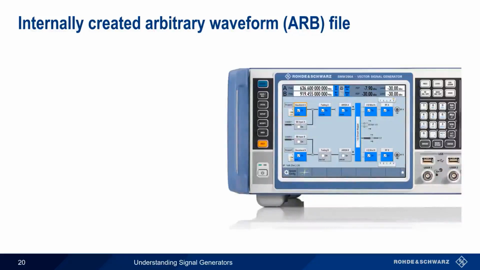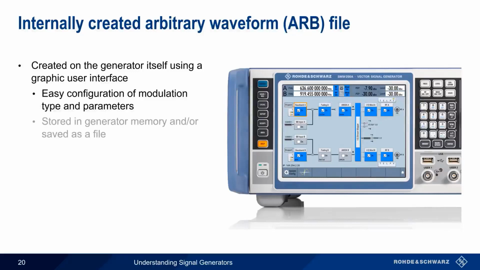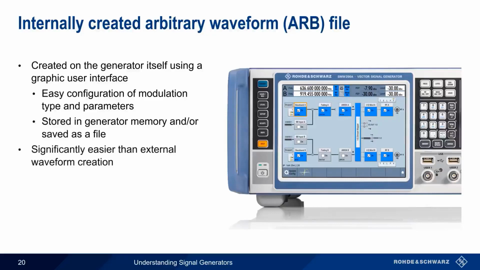Arbitrary waveform files can also be internally generated, that is, without using any external software or computer. In this case, a graphical user interface is also used to specify the desired modulation type and configure the modulation parameters. The created arbitrary waveform can be stored in the generator's internal memory and/or saved as a file. This method is significantly easier than generating an ARB file externally. Let's look at how this is done on a typical vector signal generator.